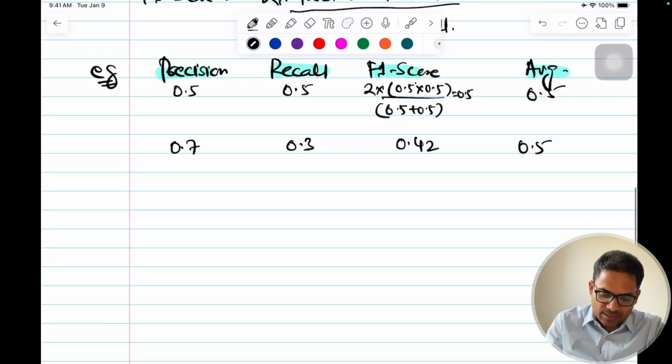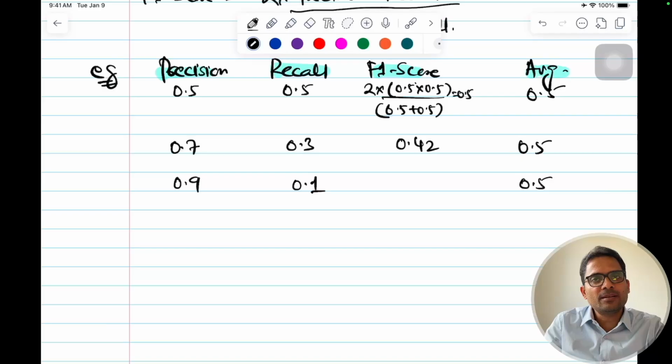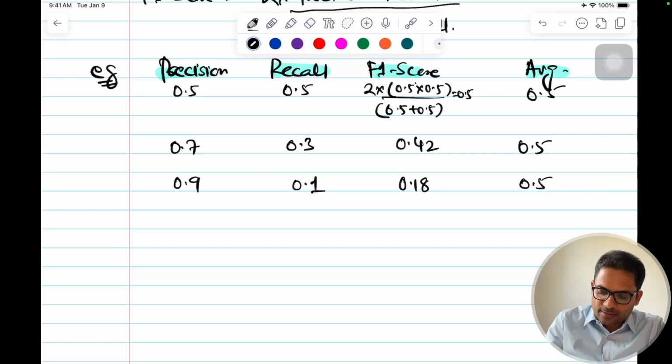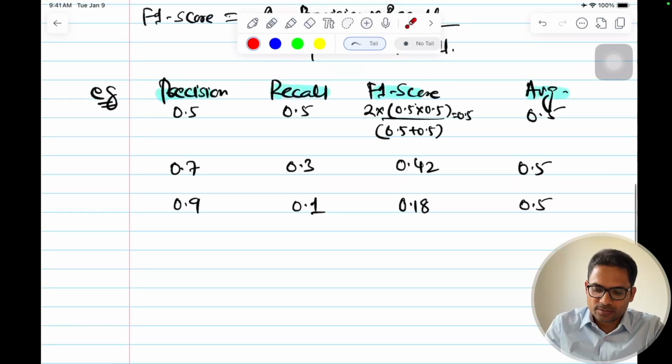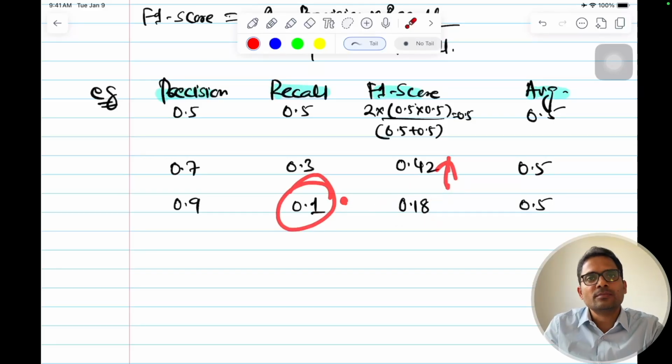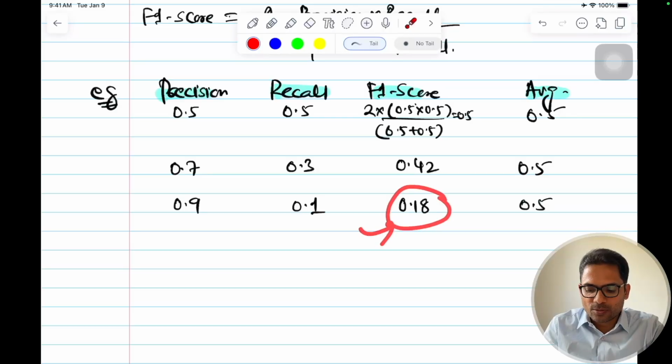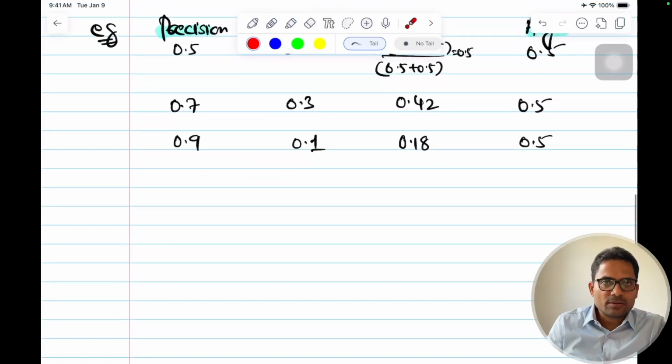Similarly, if the values become more extreme on one side, say for example if I have 0.9 as precision and 0.1 as recall, what will be my average still? It will still be in the middle. But the F1 score, if you see, will go down to 0.18. So this is the beauty of the F1 score, that it penalizes extreme values. If any of the values is very low, that impact will be visible in the F1 score and it will go down, but the arithmetic mean won't show that. I hope this is clear. So this is your F1 score, simple.